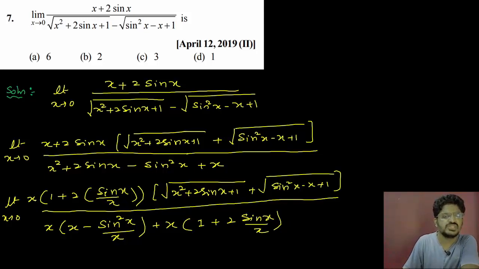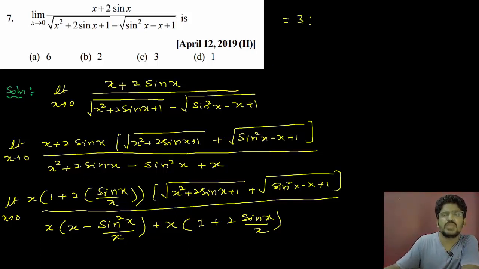Okay, so you can take the x term common and cancel it. So x will get cancelled, no problem. Limit x extending to 0, this term is going to be 1, and this term is also going to be 1. Here I will multiply and divide by x, so x extending to 0, this term becomes 0, and here x is also 0, so this will also become 0. Now this is simplified as 2 into 1 is 2, 2 plus 1 is 3.